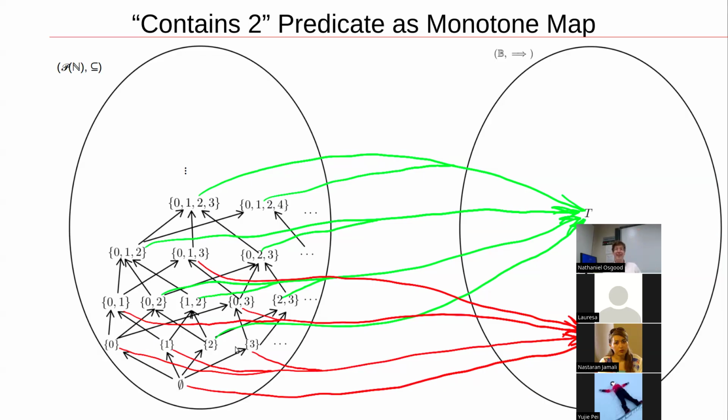This is monotone. Once you have 2 in the set, any superset is also going to have 2. So if it's in you, it's guaranteed to be in any superset of you, including yourself. Therefore, if you have true, it's going to be true, and from then above you, it's always going to be true. So it's going to honor the order relation.